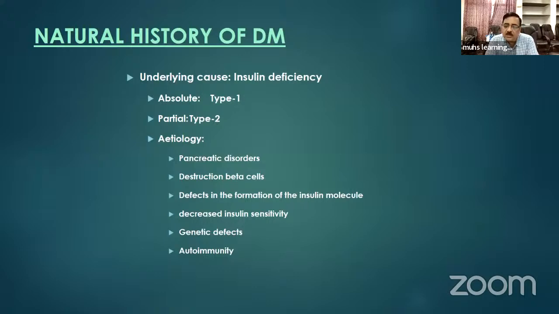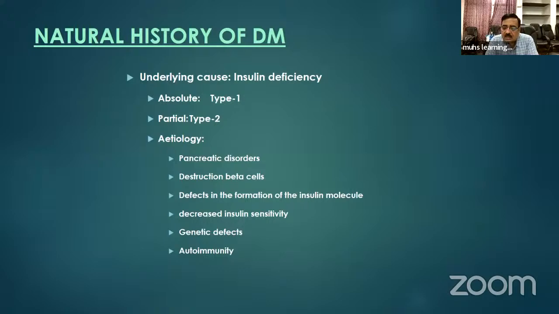What are the etiological processes? They involve pancreatic disorders: chronic pancreatitis, pancreatic resection, pancreatic infiltration, and pancreatic dysgenesis. These all cause hyperglycemia due to decreased insulin production. Destruction of the beta cell by an autoimmune process is the most common cause of beta cell destruction in type 1 diabetes.